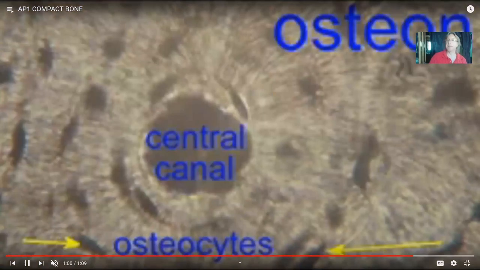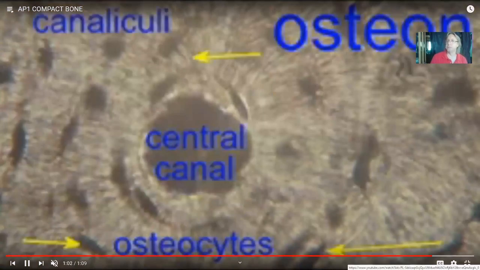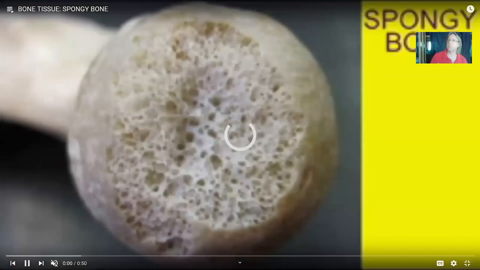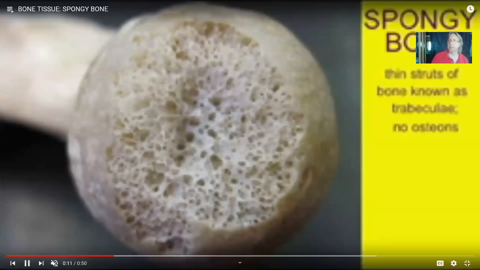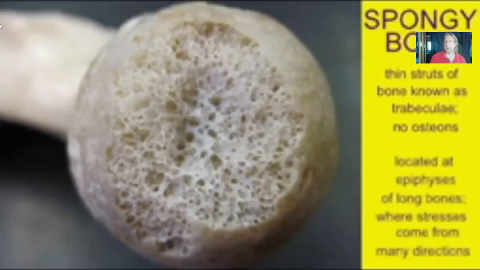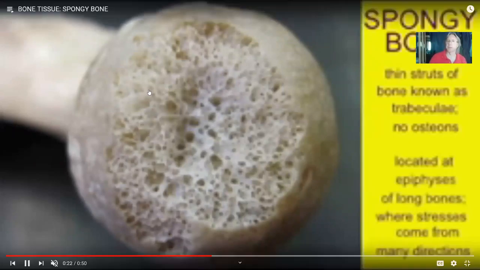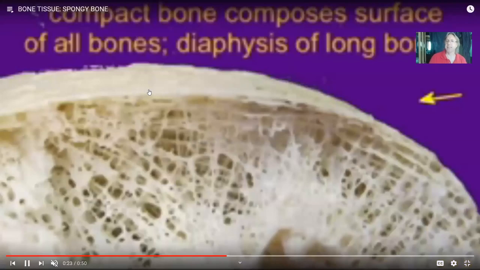But then there are other parts of our body where we have spongy bone. It has a very different structure, and it has space for either red bone marrow, and this is where blood cells are made, or yellow marrow, which stores adipose. We can find spongy bone, in addition to other places, at the ends of the long bones, what we call the epiphyses. This means that here we have these bone struts, which can go in lots of different directions, which is good because at the ends of bones, stresses can come from multiple directions.